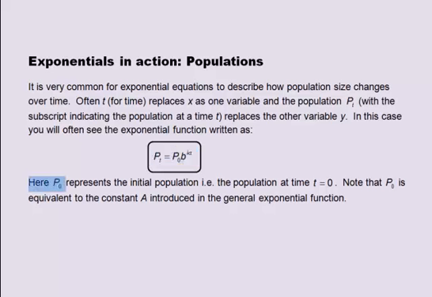Here, P(0) represents the initial population, i.e. the population at time t equals 0. Note that P(0) is equivalent to the constant a introduced in the general exponential function.